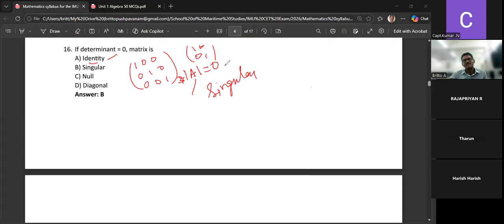Null matrix means all the values are 0, it is called a null matrix. Otherwise, it is called a scalar matrix, which has the same number along the diagonal. A diagonal matrix has numbers on the diagonal, and all other elements are 0. But here, the determinant being 0 means it is not a diagonal matrix, because the value is not 0. It is only the singular matrix.